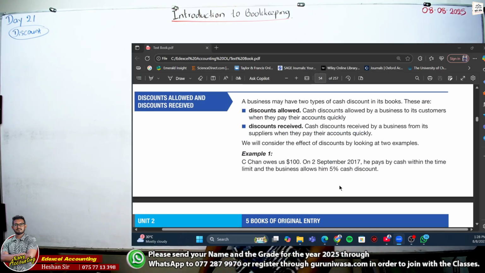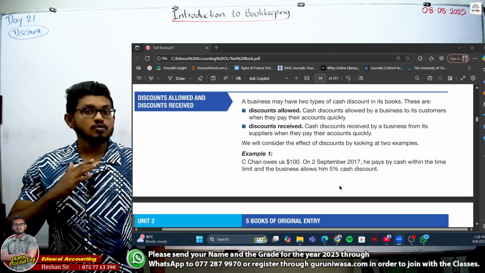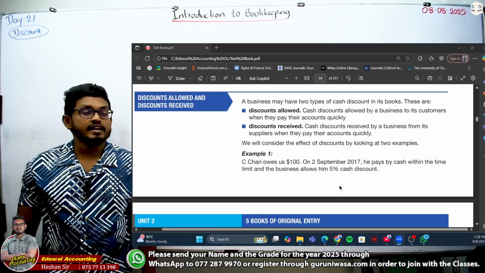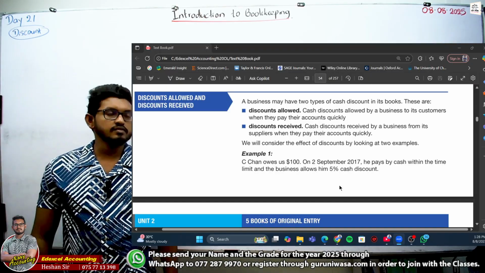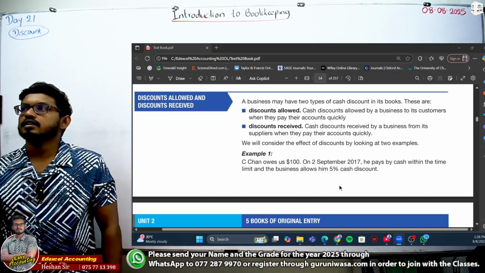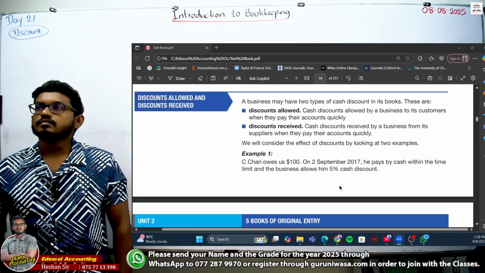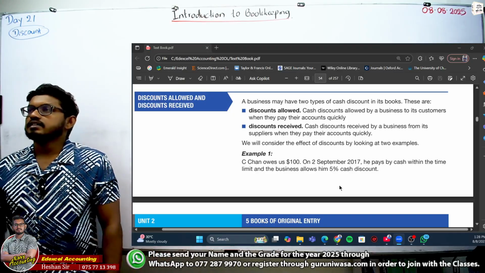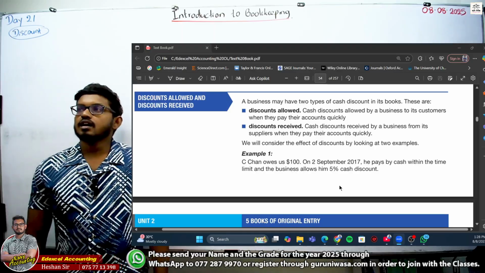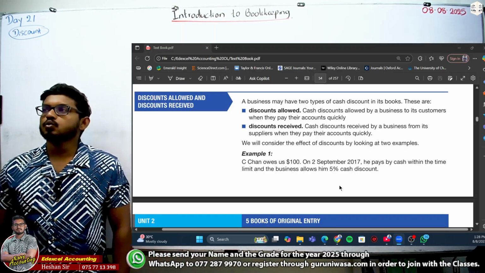A business may have two types of cash discount in its books. Just remember, trade discounts are not in the books. These are discount allowed and discount received. These are cash discount allowed and cash discount received. Cash discount allowed is given by the business to its customers when they pay their accounts quickly. Cash discount received is received by the business from its suppliers when it pays their accounts quickly. We will consider the effect of the discount by looking through examples.